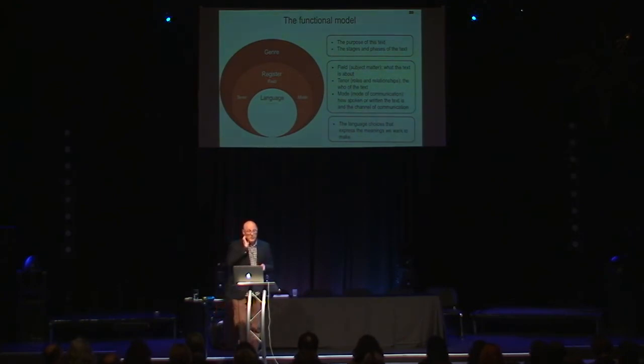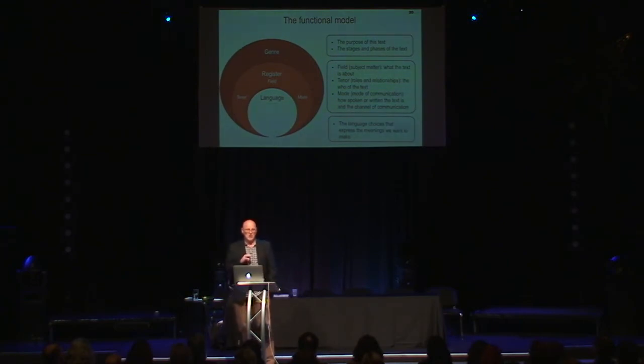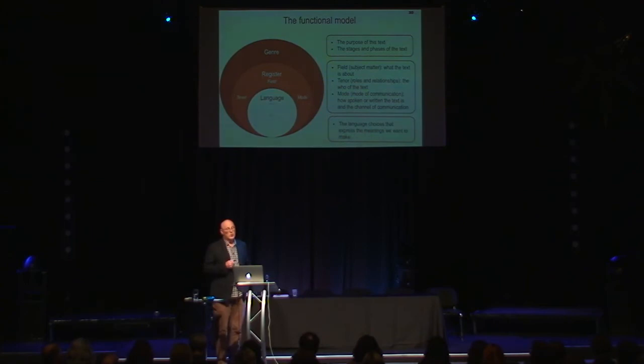So at the level of genre, we can look at the purpose of a text, we can look at the stages and phases of the text, how does it unfold. In terms of the register, we can look at the field, the subject matter, what the text is about. We can look at the tenor, the roles and the relationships, the who of the text. And I heard Catherine say this is very problematic for EAL students, and I think it is. It's so nuanced and so delicate at times that it's very difficult to unravel all of that stuff about the role that you take on, the nature of the relationship between the people you're talking to or writing to, and so on. And then the mode, which is the mode of communication, how spoken or written the text is, and the channel of communication. And then we look at the language choices that express the meanings we want to make, right? So it takes up all of those things.